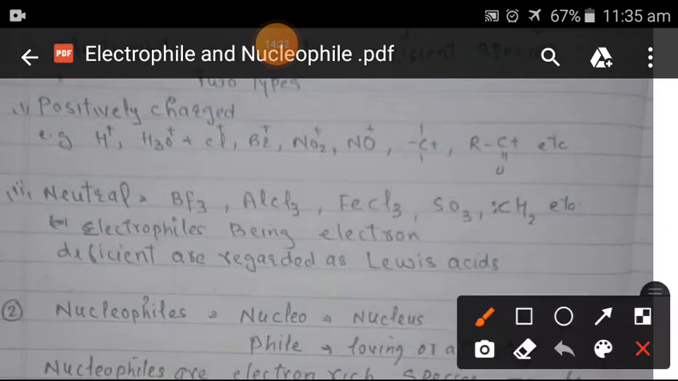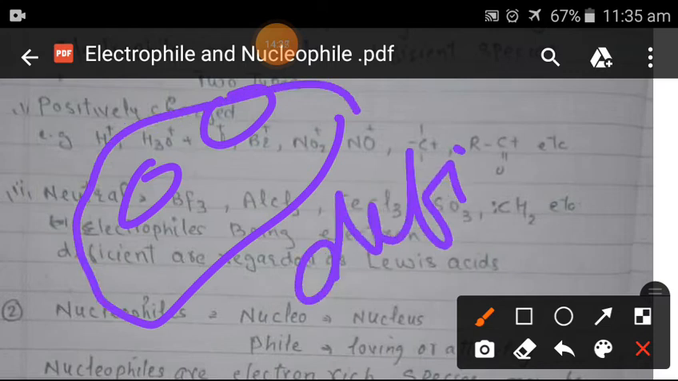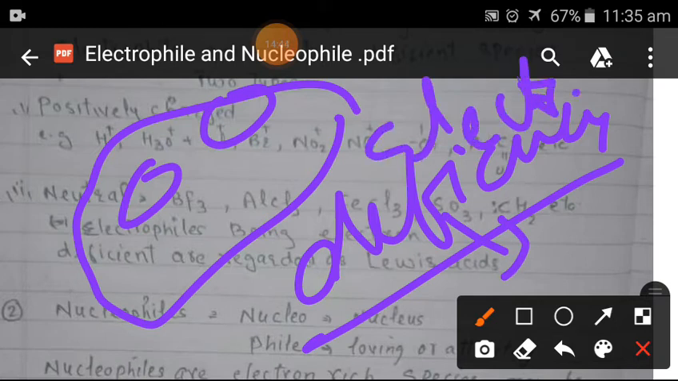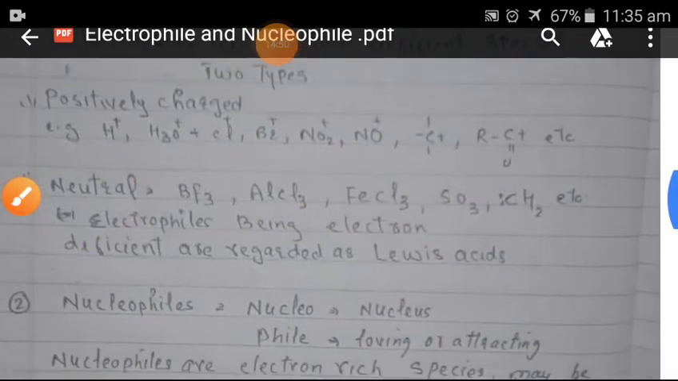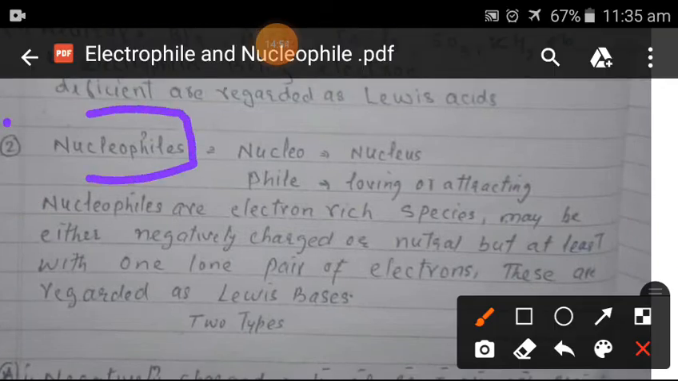So in both cases, positively charged or neutral electrophiles, there is a deficiency of electrons, as a result of which they act as electrophiles. That's electron loving. Clear? So this is the first one, electrophiles, that we had discussed. The second thing is nucleophiles.